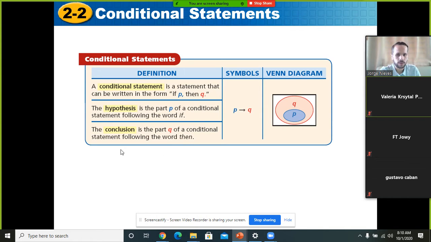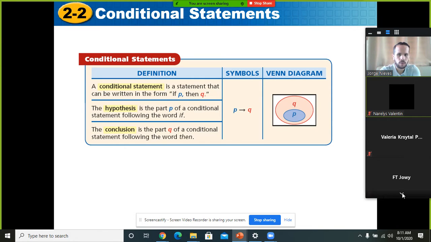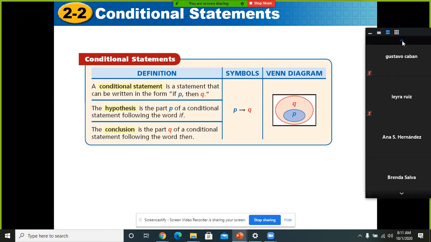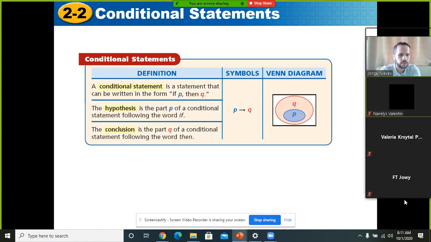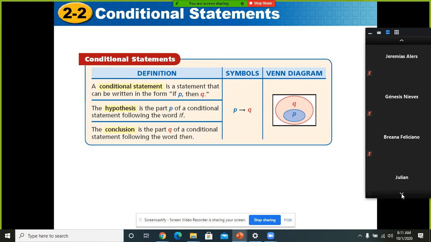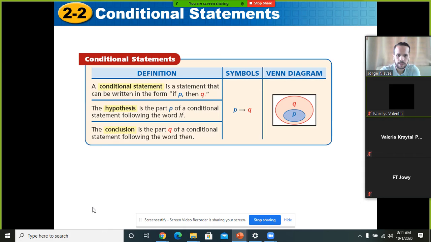The conclusion is the part Q of a conditional statement following the word then. So the first part of a conditional statement is called the hypothesis, and the second part of a conditional statement is called the conclusion. We're going to see now how we can see this in some examples. Any questions about these words? Very similar to what they are in science. Questions? No? Okay.